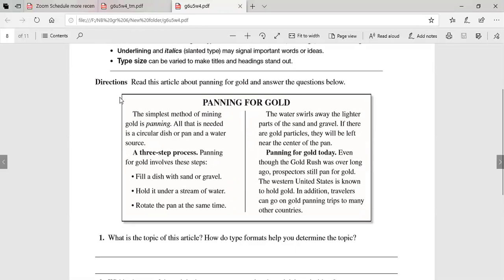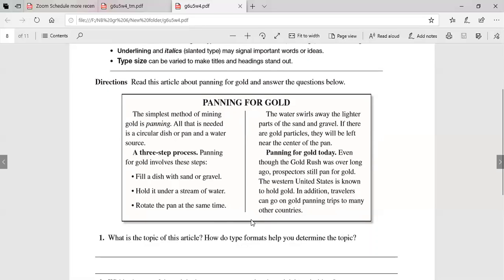Directions. Read the article about panning for gold and answer the questions below. As I told you, one of the techniques in reading basically is, to save time, you read the question first, then you go for the answer in the passage or the article. So let's start with the questions. Question number 1, what is the topic of this article? How do type formats help you determine the topic?